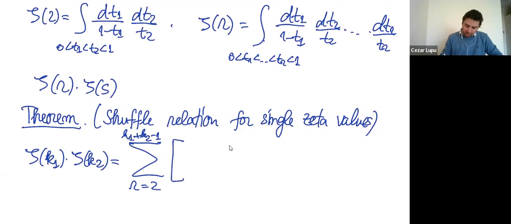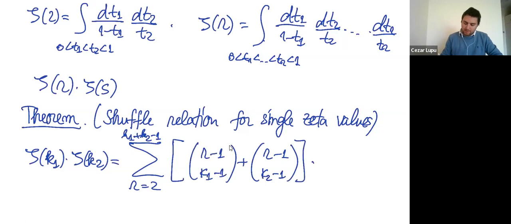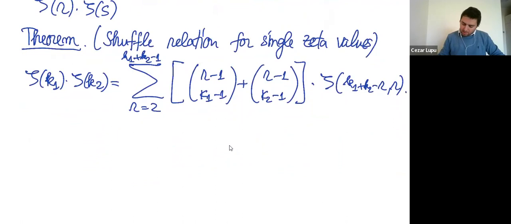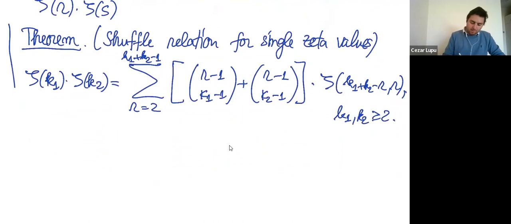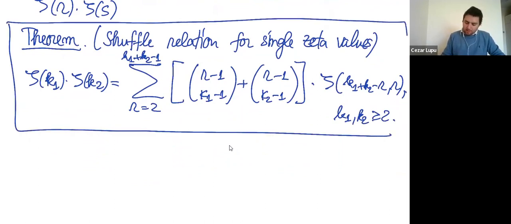And here we'll have r minus 1 choose k1 minus 1 plus r minus 1 choose k2 minus 1 times the double zeta values, k1 plus k2 minus r and r. And this relation holds true. So let me just say that k1 and k2 are greater or equal than 2. Right, and let's see if we confirm this. And before we go and prove this, in fact, the proof will follow quite easily in a very unexpected but very tricky way.